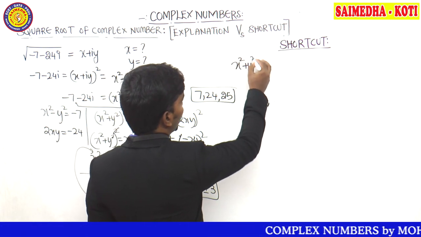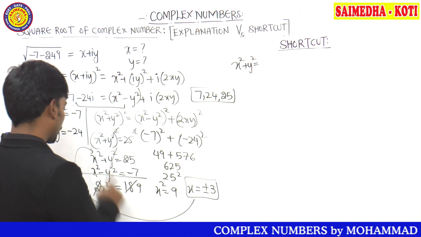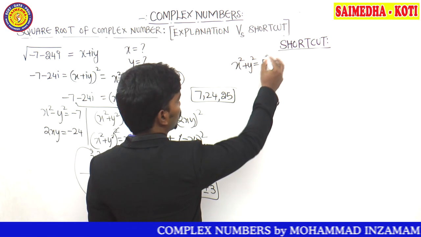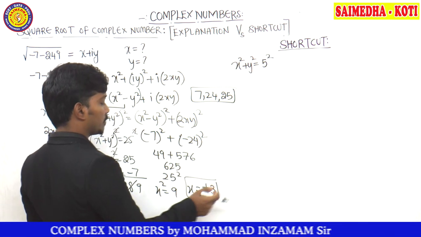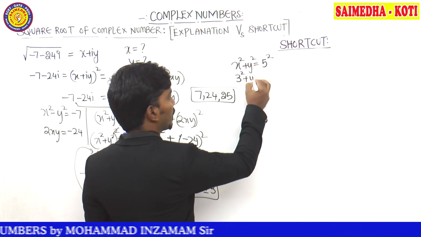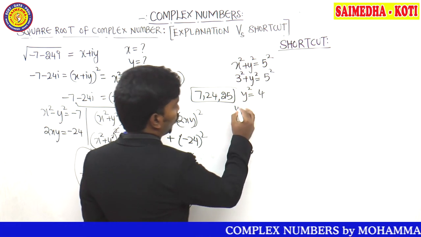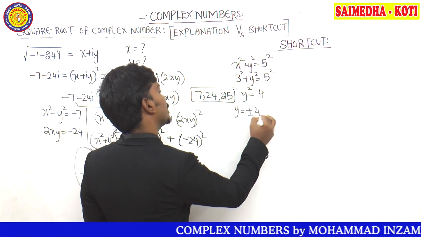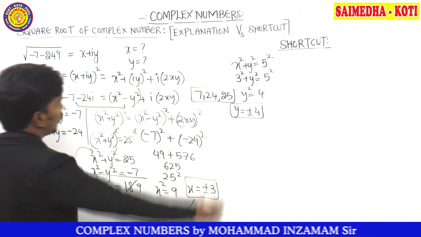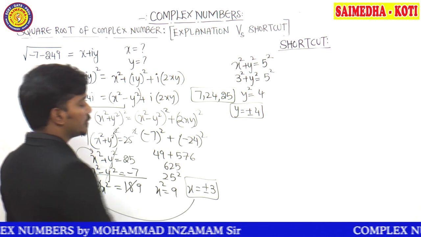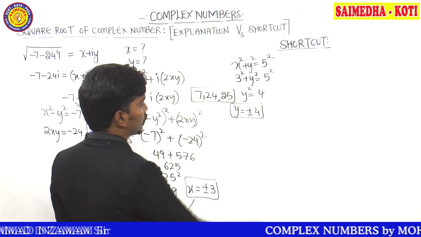So what is the value now? x square plus y square is equal to 5 square, that is 25. And what is the x value? 3 square. 3 square plus y square equal to 5 square. Definitely y square is going to become 4. y is going to become plus or minus 4. Observe here, guys. Now we have got the values for x and y. That is x is plus or minus 3, y is plus or minus 4.